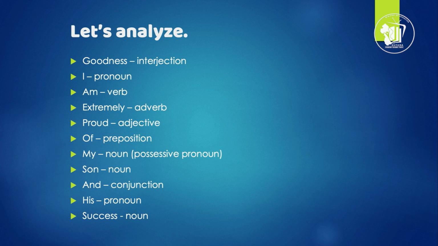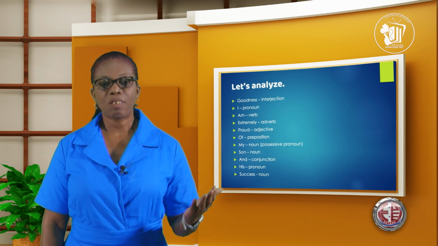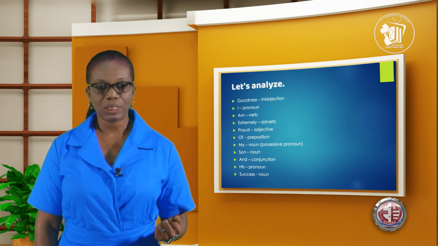My, here we see it as a noun. However, against son, it's not a noun. However, it's a pronoun. So my here functions as an adjective, not a pronoun or a noun. And conjunction, his pronoun and success, noun. So as we analyze the sentence, we see that the words function differently. And as we look at the sentence, what we see is that it covers all the parts of speech.